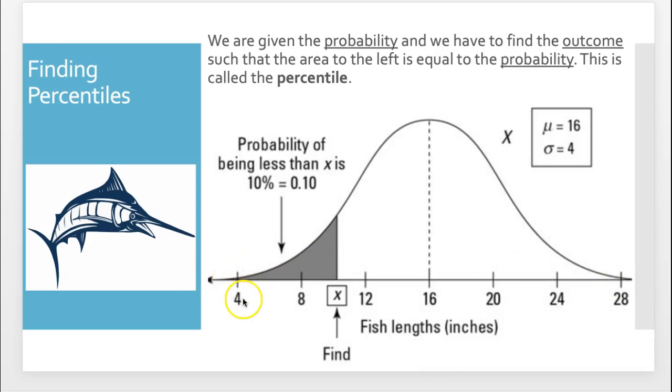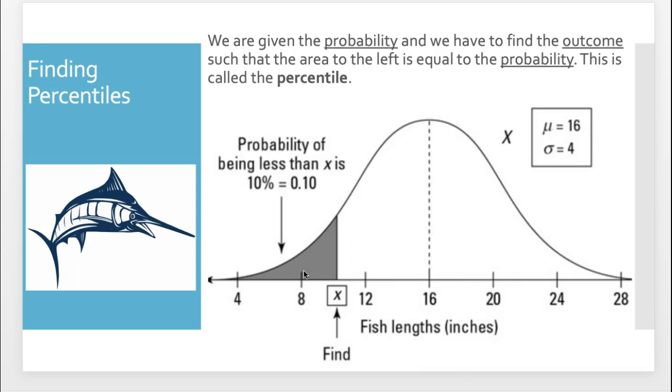In this example, they want us to find the 10th percentile. So here we're saying probability. If they want us to find the 10th percentile of fish lengths, that means finding the fish length such that it's going to be larger than 10% of the other fish lengths, and the remaining 90% of fish lengths are going to be larger than it. By saying 10th percentile, we're trying to find this region here, meaning the really small lengths of fish for this study.